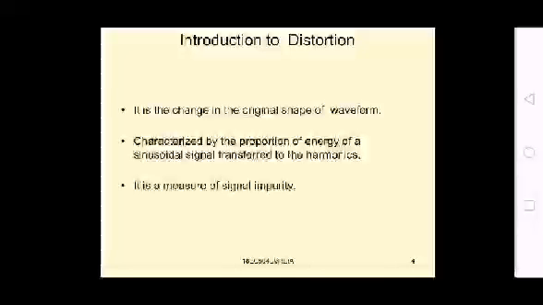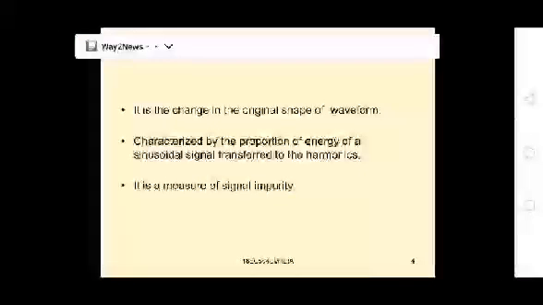So we call the extra signals added to our original signal harmonics. Those harmonics may be the second harmonic, third harmonic, up to the nth harmonic. They are added to our original signal, so the output signal is not the same as the input signal. Then we say that the output signal is distorted from the input. That is the change in the original shape of the waveform.